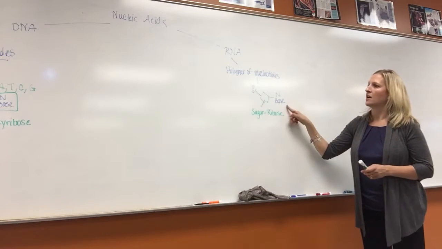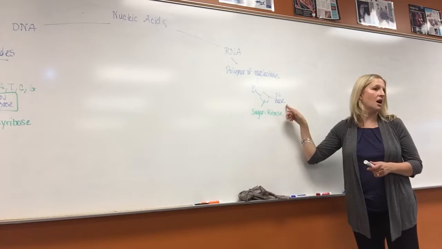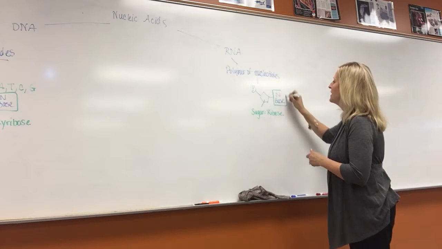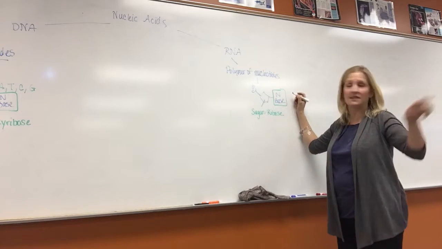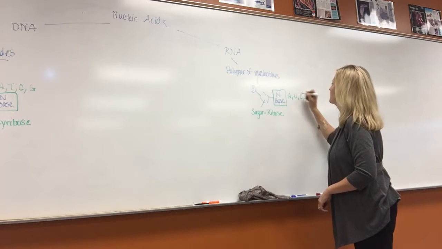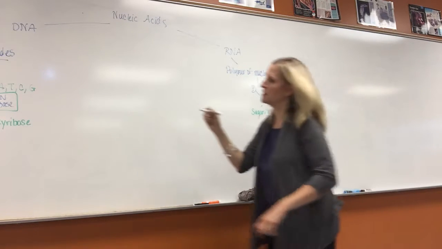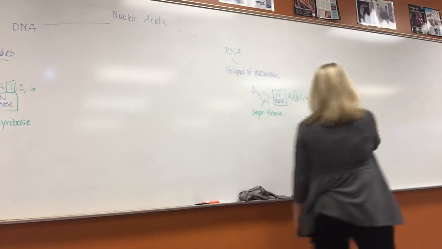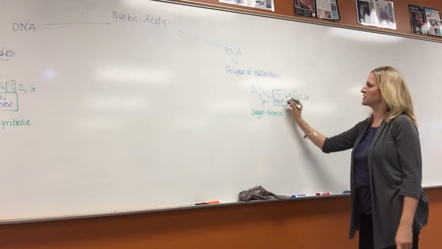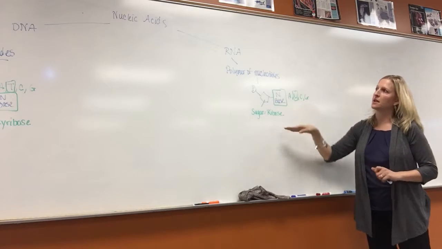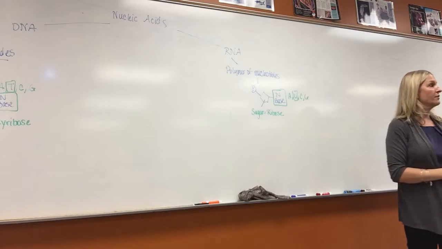Versus, what's different for RNA? Instead of T, there's U, which is uracil. So we have A, U, C, G. And so this part is different, the U and the T in DNA versus RNA, and that's uracil. So uracil is one of the nitrogenous bases used in the construction of RNA.